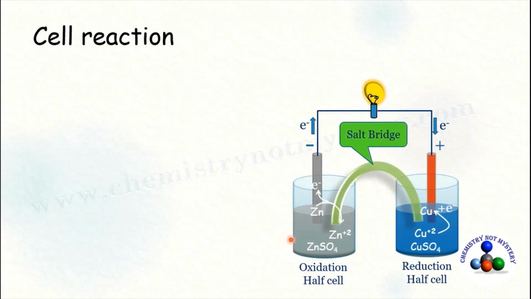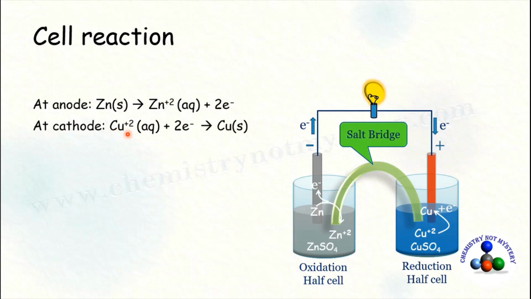Now let's write the reaction that takes place at the anode. At the anode, zinc gets oxidized by the loss of 2 electrons and is converted into zinc 2 plus ion. So you will get the reaction: zinc solid gives zinc 2 plus ion plus 2 electrons. Now write the reaction that takes place at the cathode. At the cathode, reduction takes place, so copper 2 plus ion gains 2 electrons and is converted into copper solid.